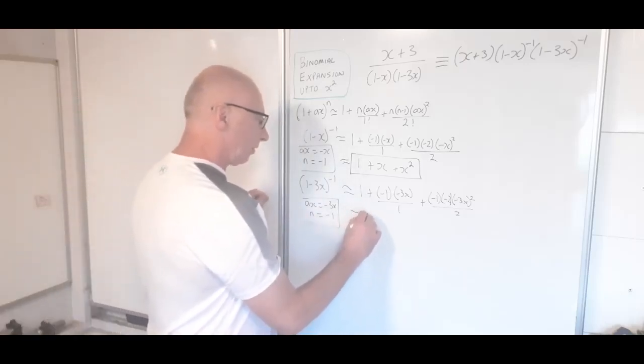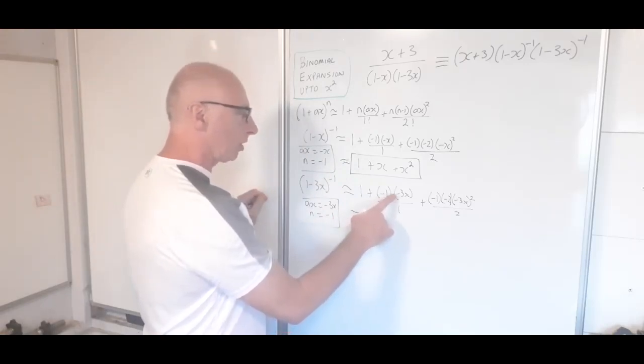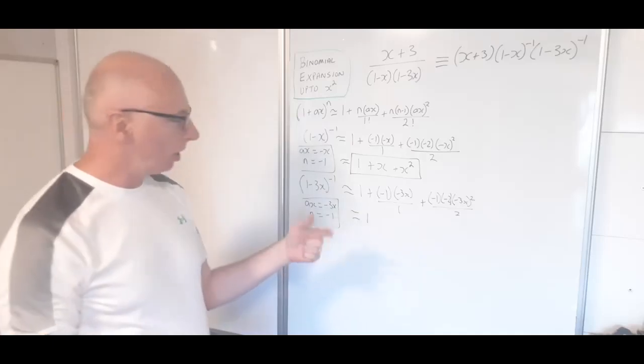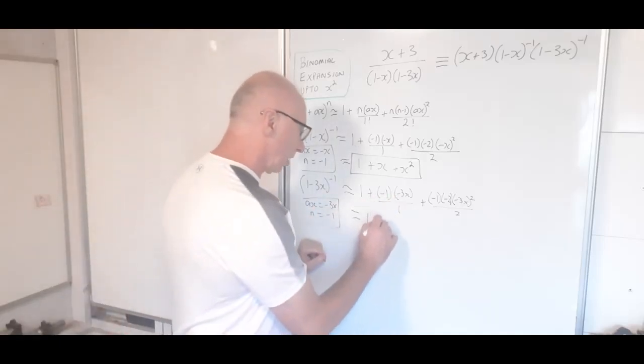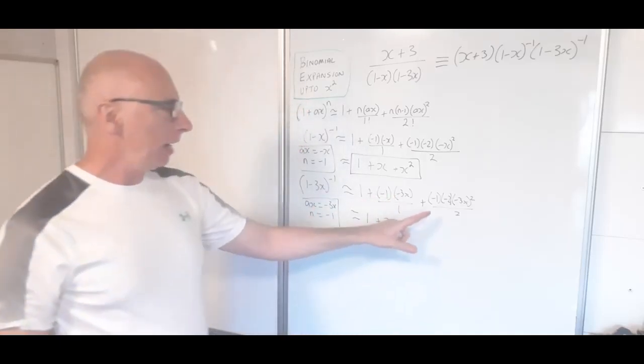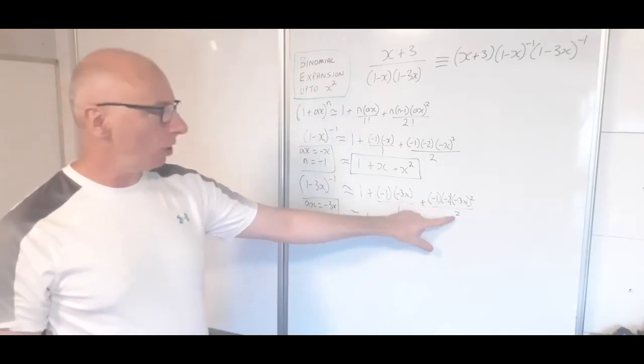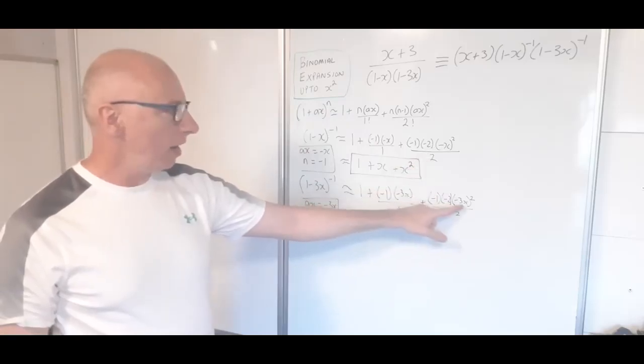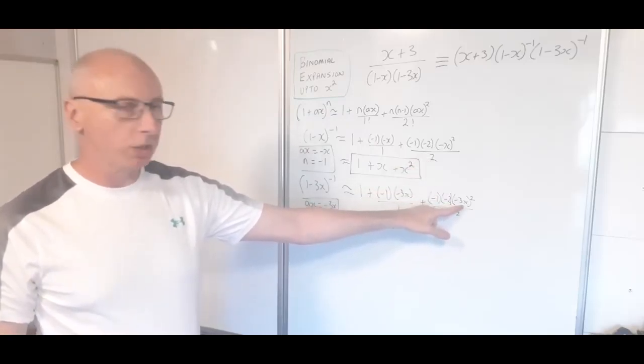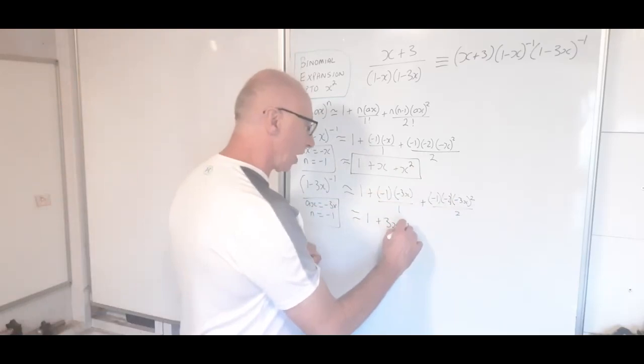So then I've got 1. Here I've got minus 1 times minus 3x over 1. That's going to give me positive 3x. And here I've got minus 1 times minus 2 over 2. They just cancel out as they did there. And I've got minus 3x, quantity squared. This gives me plus 9x squared.